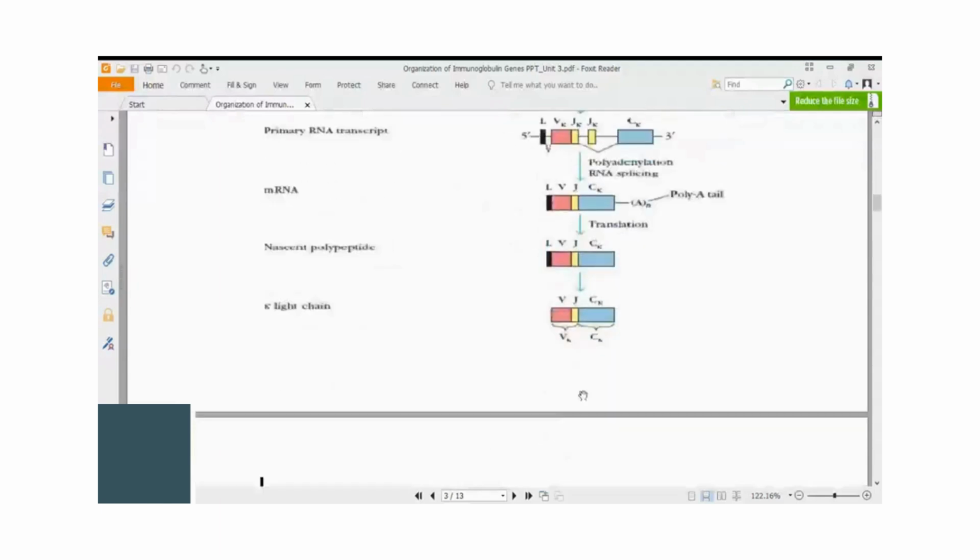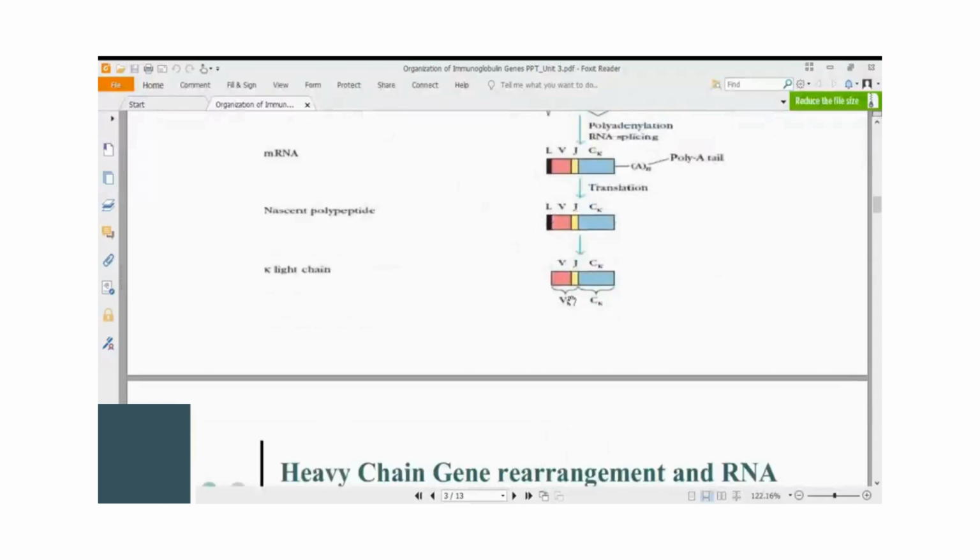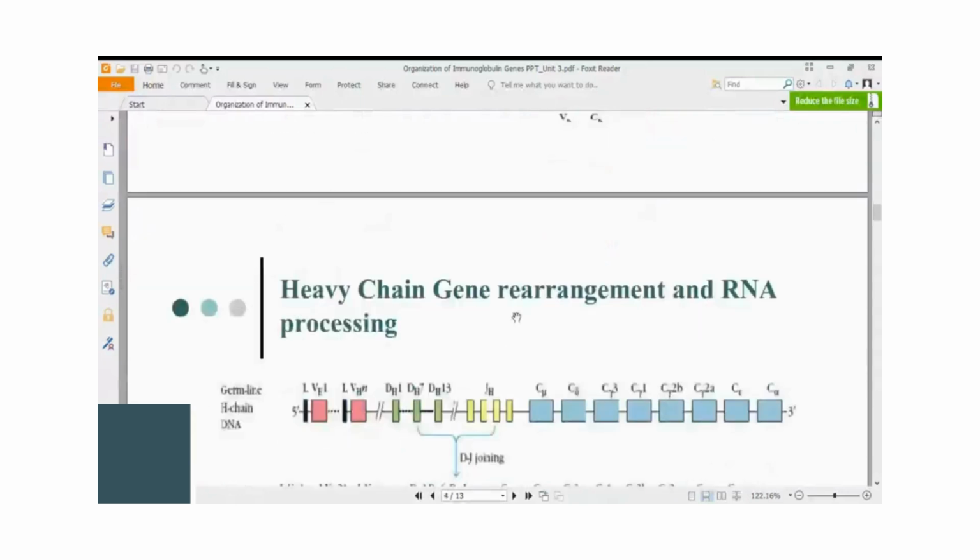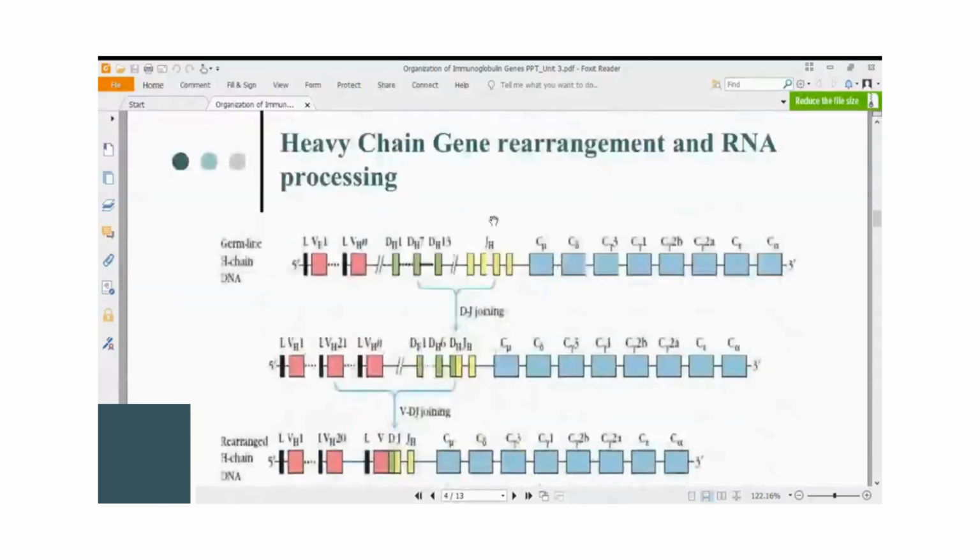Now let us see how the recombination is taking place simultaneously, at the same time in the same B lymphocyte, in the heavy chain gene, that is on chromosome number 14. In chromosome number 14, the first joining of the segment will be DJ joining. D joins the J segment.